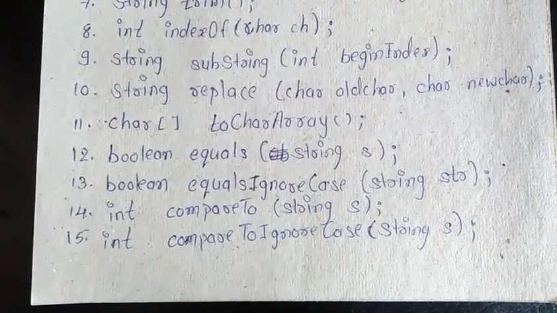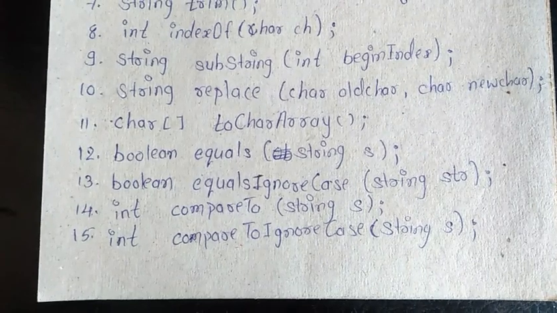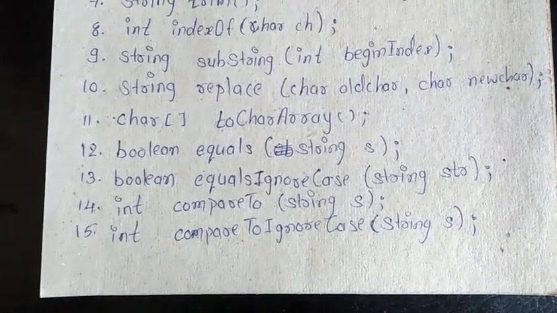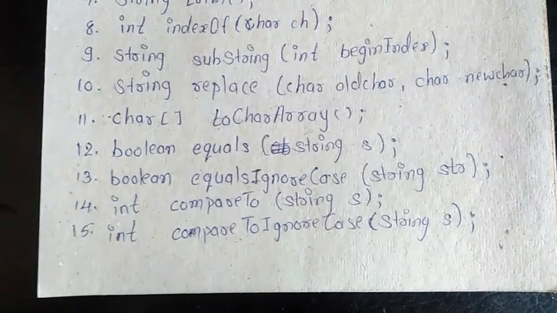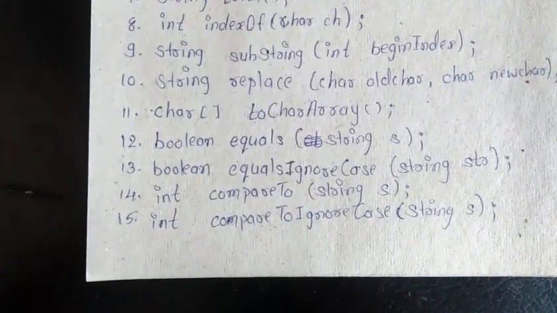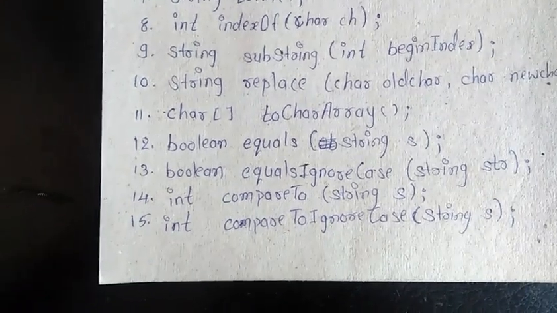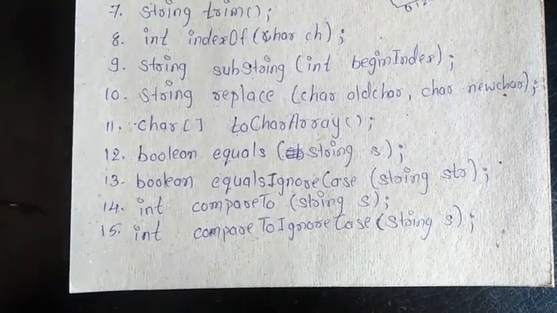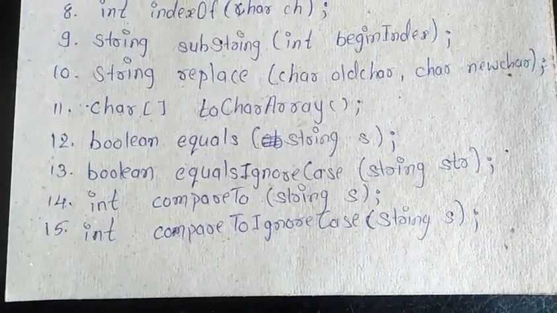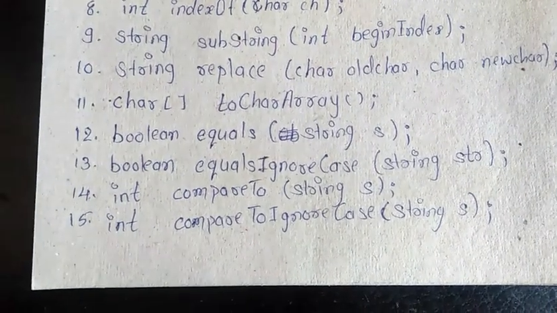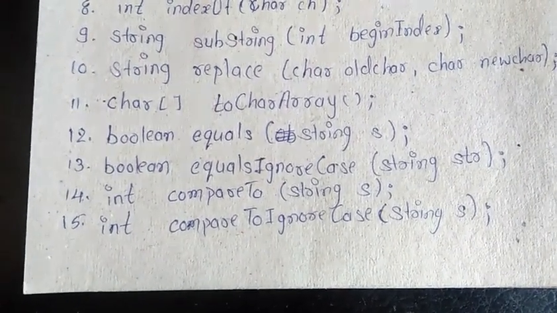Next method is replace. This method replaces a particular character with a new character in the string. Next is toCharArray. This method converts a string into a character type array so that we can perform operations of a character array on that string.